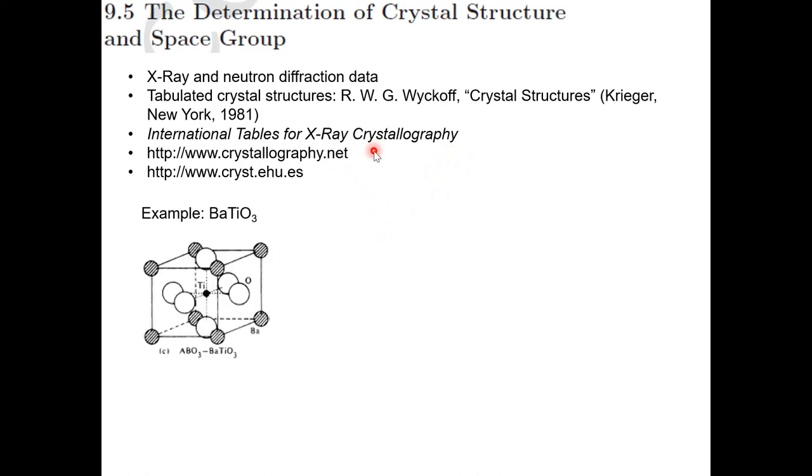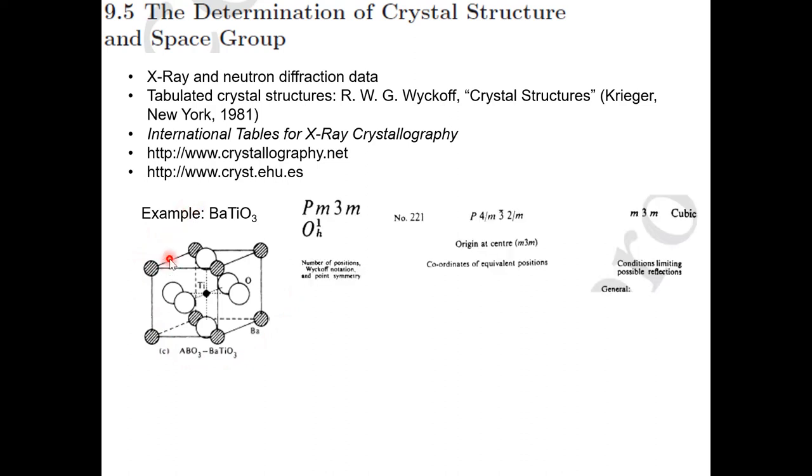Okay, so let me briefly do an example on how you can search online information about a given material. Let's use as an example barium titanate. This is an example we discussed last time. It has a cubic structure, Pm-3m.